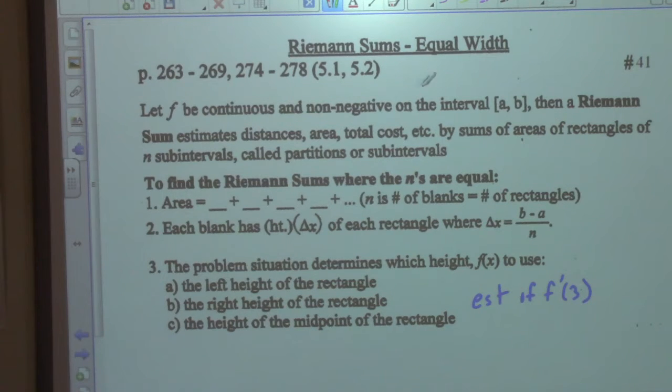Well, what we're doing here is Riemann sums are an estimating method for finding the integral of something. So it's not an exact thing, but it's an estimation method. And the Riemann sum is probably the most common estimation method of integrals. Here we say if f is continuous and non-negative on the interval from a to b, then the Riemann sum estimates all these different things.